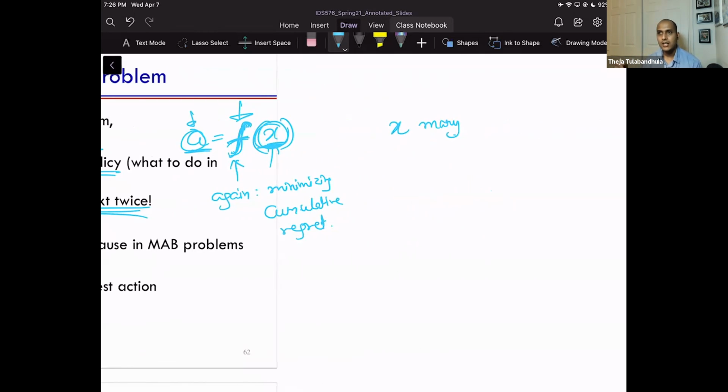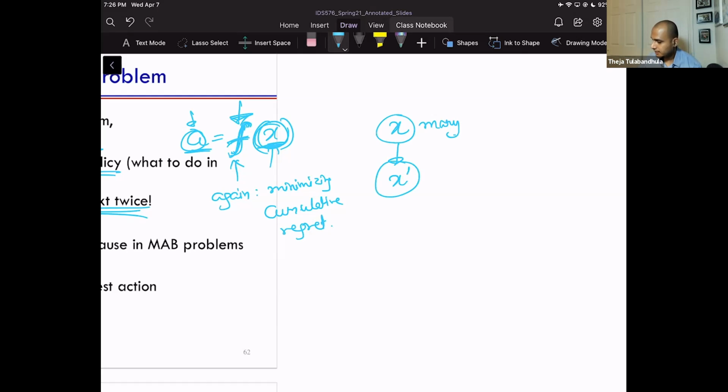You need to somehow extrapolate from X to what is the best thing you could do for X prime. Okay, and that's exactly what a function can help you do. Exactly what a policy can help you do. If two contexts are similar, maybe you want to show similar actions. Okay, maybe you want to take similar decisions. Okay, so that's the first thing.